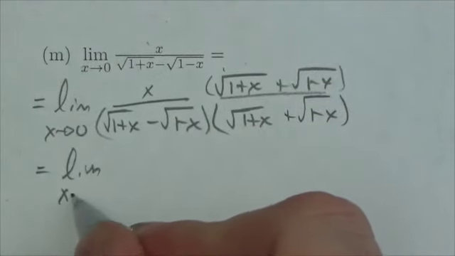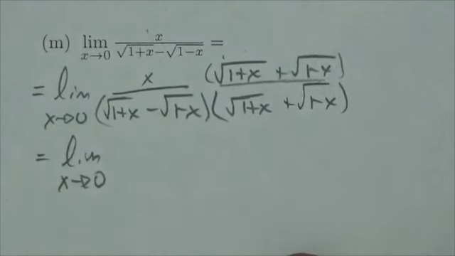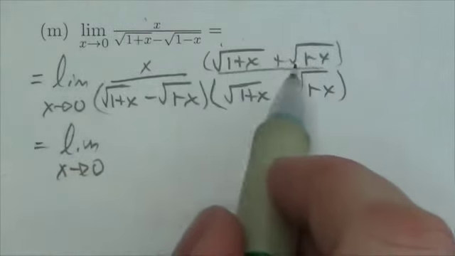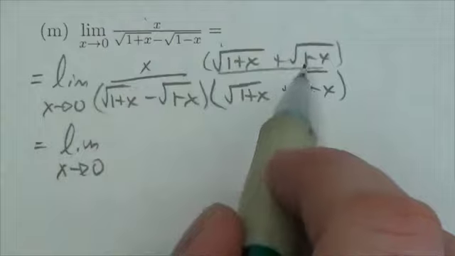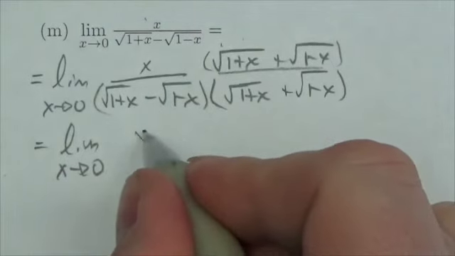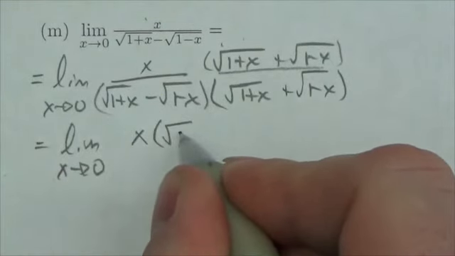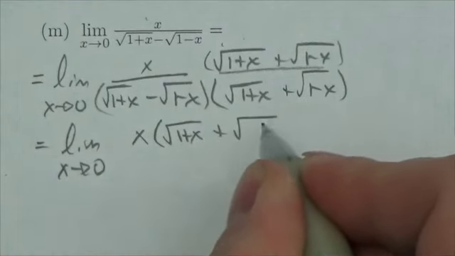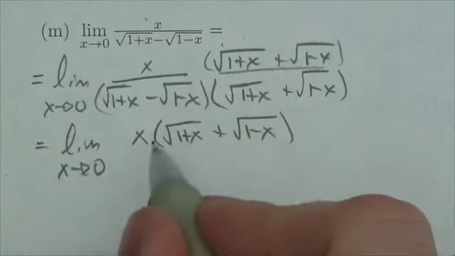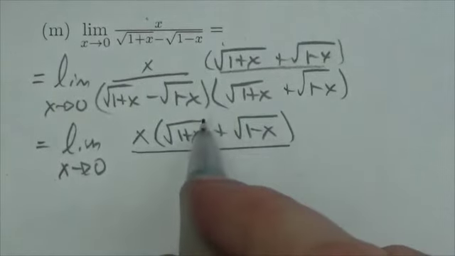Now, we should have seen in a previous question here, if you've been following this through, that it's not really all that smart for us to multiply or distribute that through in that numerator. I'm just going to leave it looking like this: x times the square root of 1 plus x plus the square root of 1 minus x. I'm just going to leave it like that. Let's just investigate what happens in the denominator.